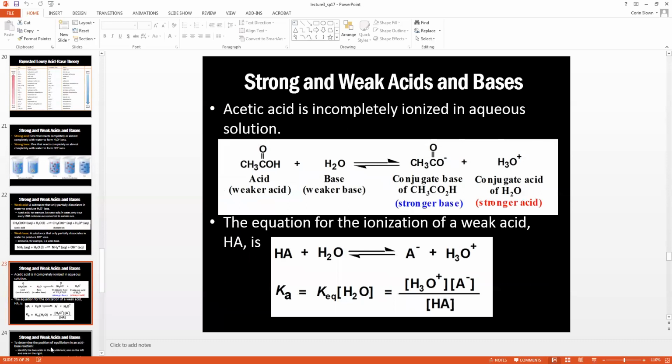So if I know that acetic acid is incompletely ionized in aqueous solution, then I can write an equation for the ionization of the weak acid, where I write an equilibrium expression with my products, my hydronium and my A- over my HA. And I can exclude water from this term because water is a pure liquid.